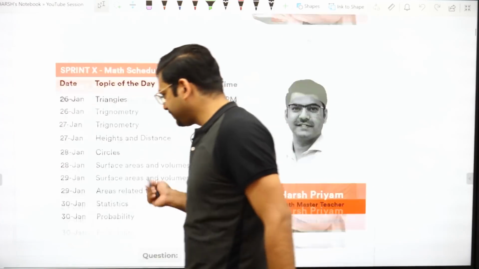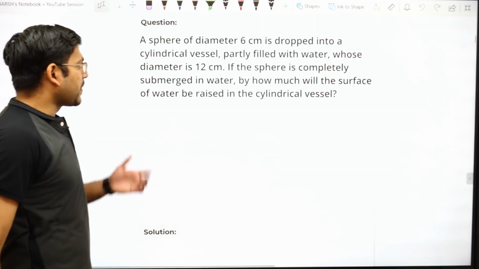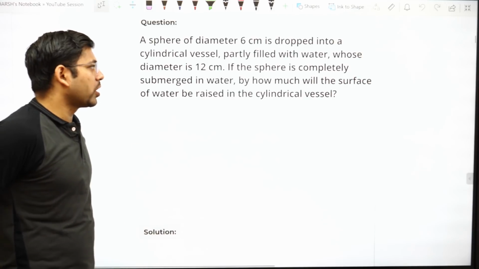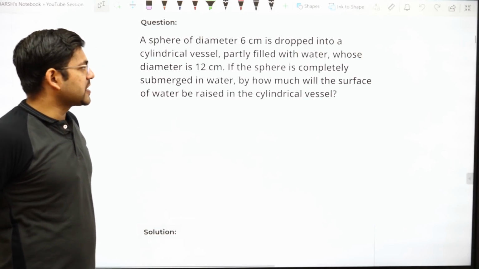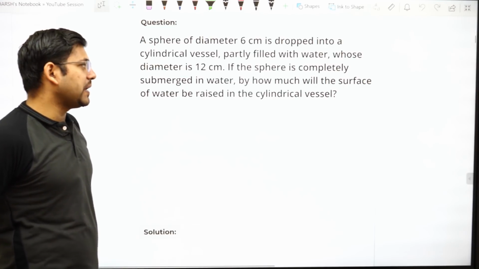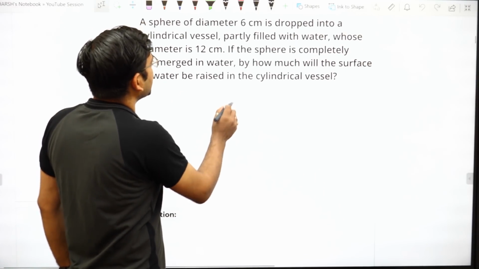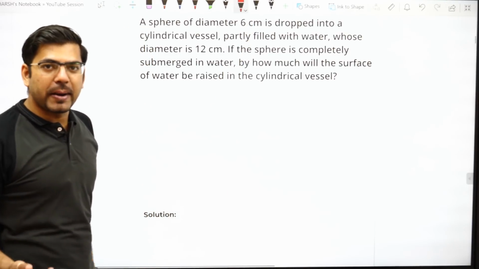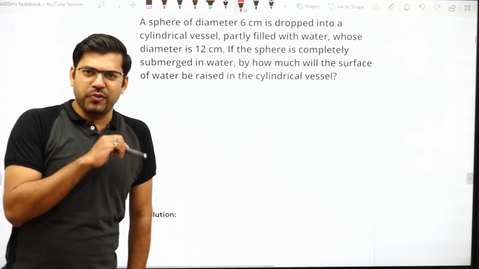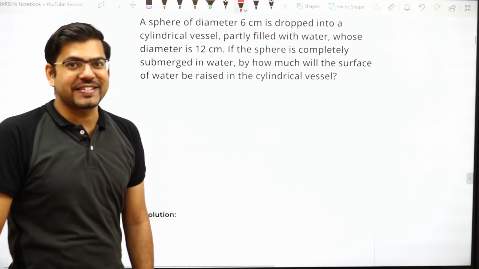Here goes the first question. The first question says, a sphere of diameter 6 centimeter is dropped into a cylindrical vessel partly filled with water whose diameter is 12 centimeter. If the sphere is completely submerged in water, by how much will the surface of water be raised in the cylindrical vessel? I guess I made this question yesterday also. There was a little bit of change in that, but I'll tell you how to solve this question also. They are mostly the same. If you understood yesterday's question, then you would be able to understand this question also. If not, then I am repeating this concept for you guys.